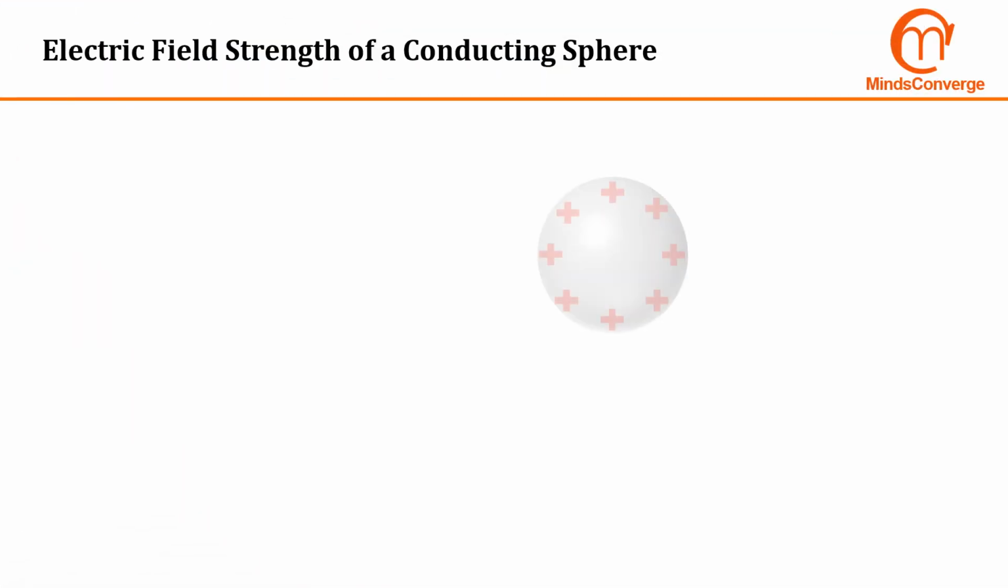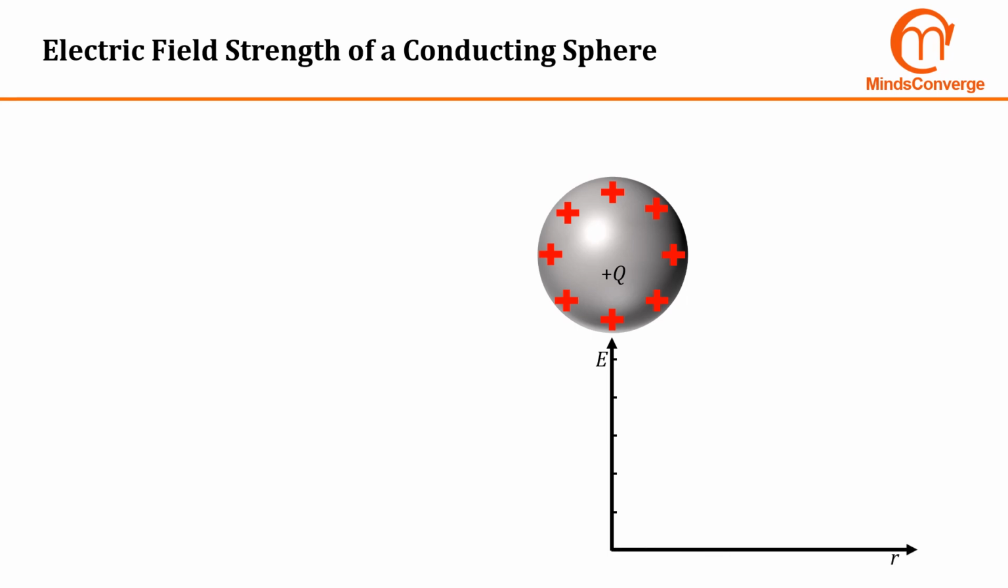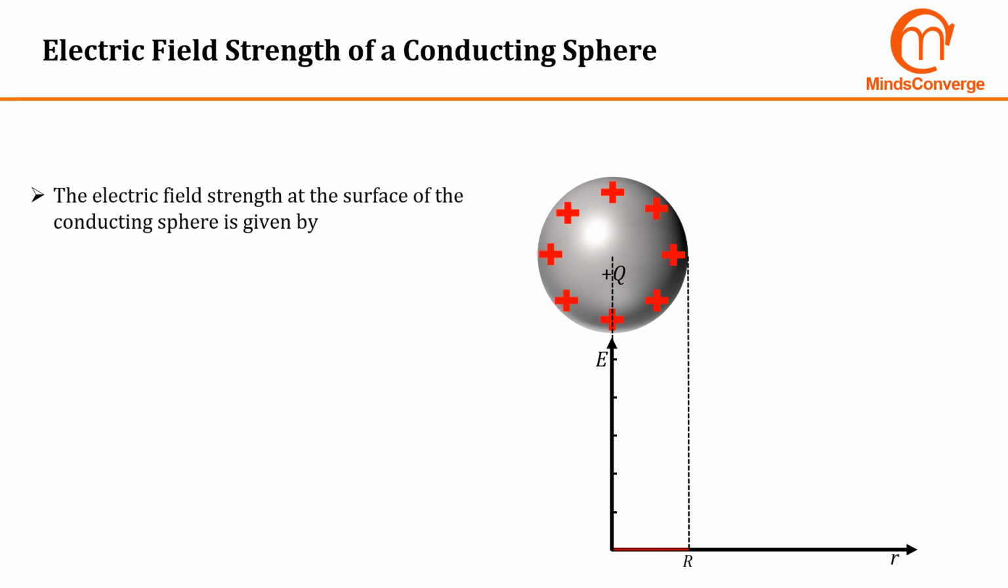Consider a charged conducting sphere with positive charge Q producing an electric field around it. Next, plot the electric field strength of the sphere versus the distance from the center of the sphere. The distance from the center of the sphere to the surface is the radius, capital R. We have learned previously that inside a charged conducting sphere, the electric field strength is zero. Outside the sphere, the electric field is the same as the electric field originating from a point charge with the same amount of charge at the center of the sphere.